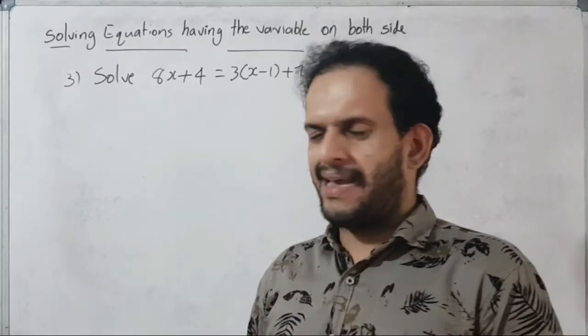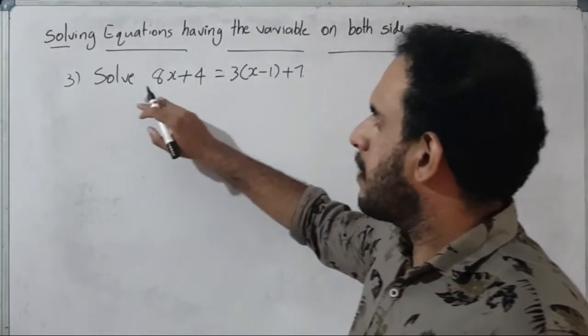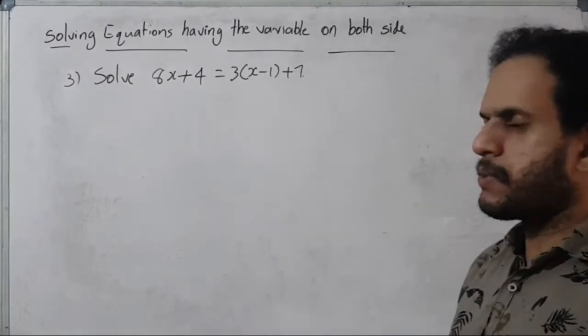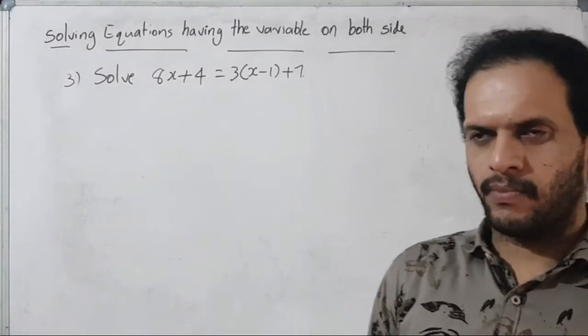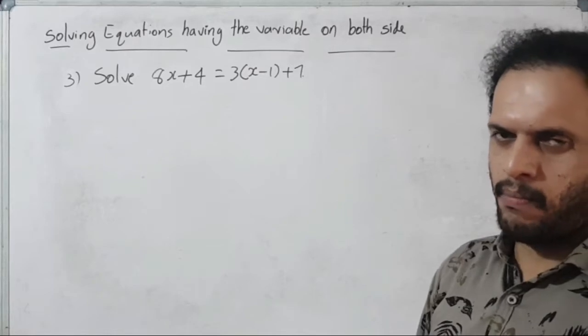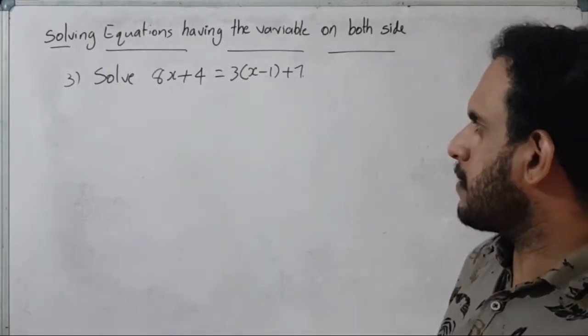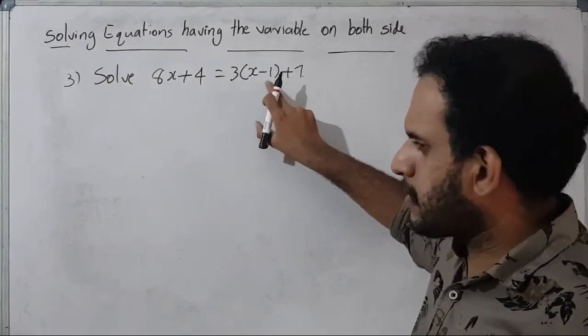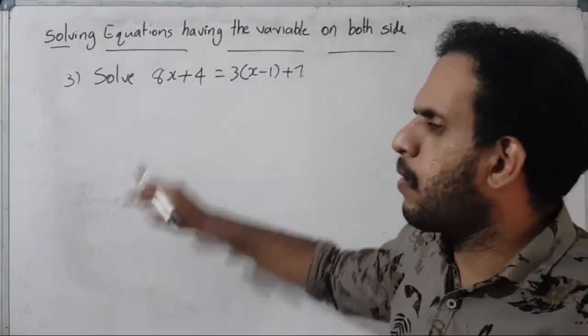This is our third question. Solve 8x plus 4 is equal to 3 into x minus 1 plus 7. The ideas are same, but what are the changes here? Here, the term containing the x, we multiply commonly one number there.